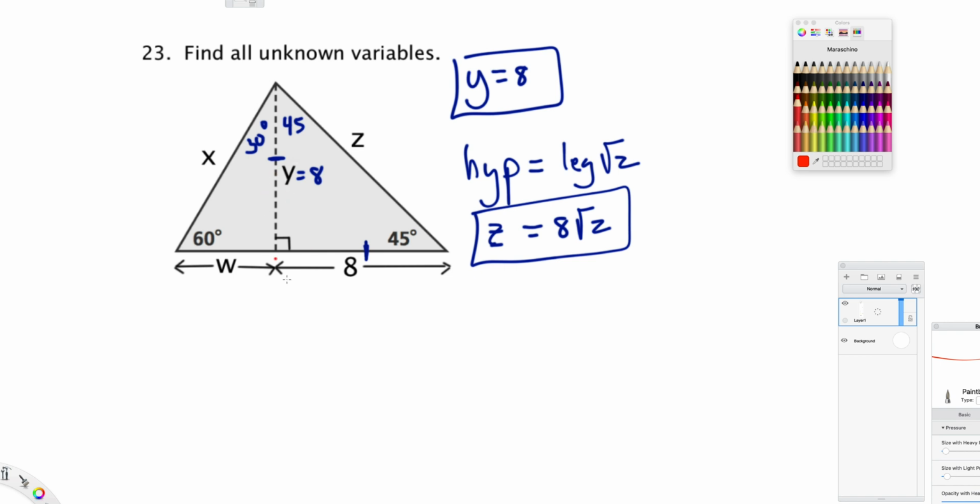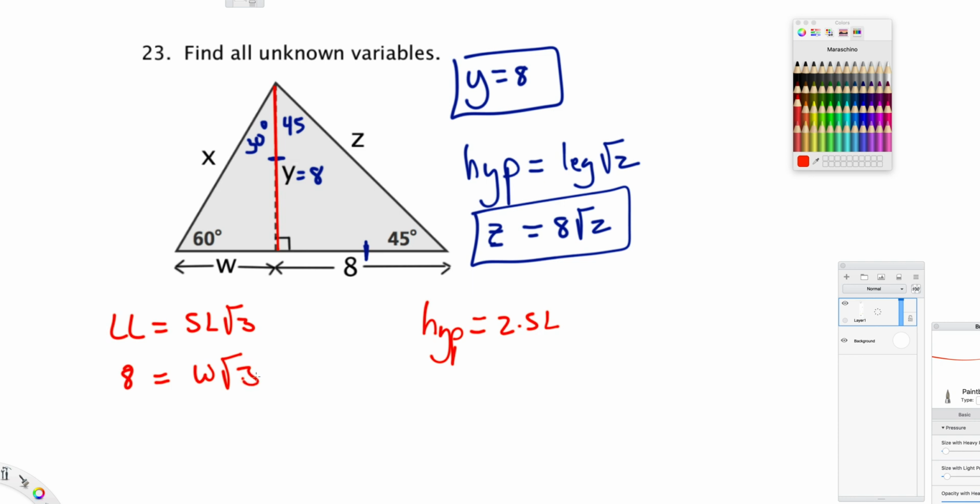So in a 30-60-90, we know long leg equals short leg root 3. And we know hypotenuse is 2 times the short leg. So in this case, the long leg is this 8. The short leg across from the 30 is w. So we need to solve for w by getting rid of the multiply root 3, and we divide by root 3.